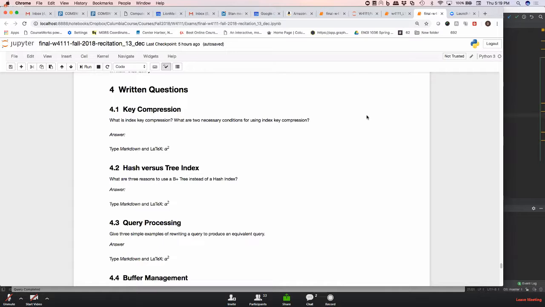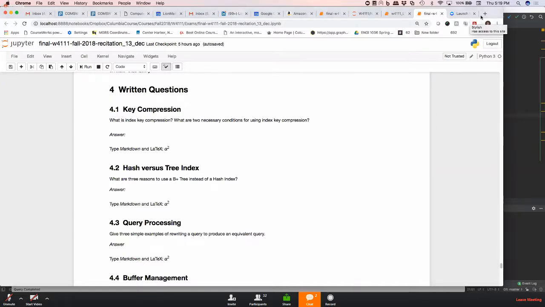Go ahead. It's like a way to save space by separating into prefix and suffix. So multiple people have one prefix. Yep, that's exactly what it is. So key compression.